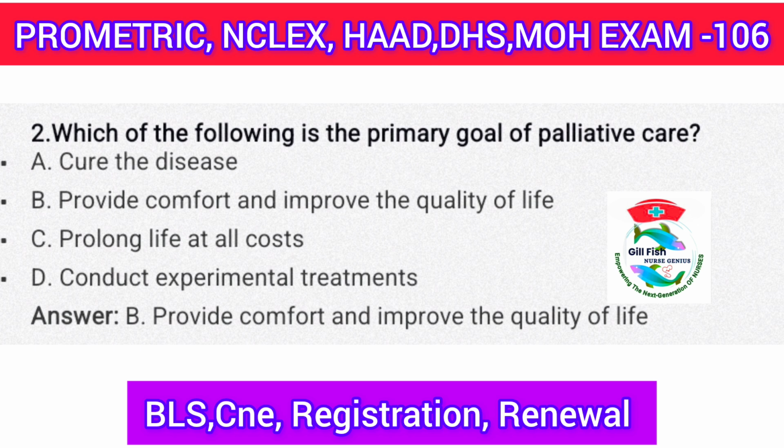So what is the priority you have to give for the patient with palliative care? Palliative care means you are going to care for the patient in the last moments, when the patient is having pain and everything. So option B, provide comfort and improve the quality of life, will be the correct answer, because we give all the care, along with geriatric care, in the palliative period. Okay, move on to the next question.